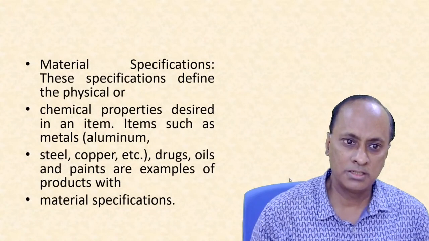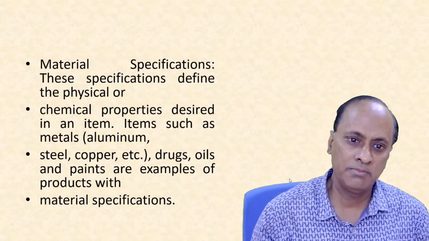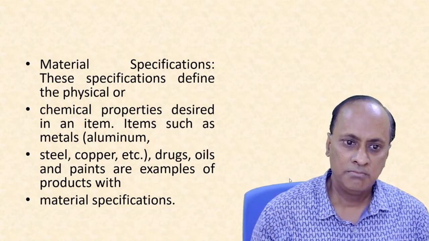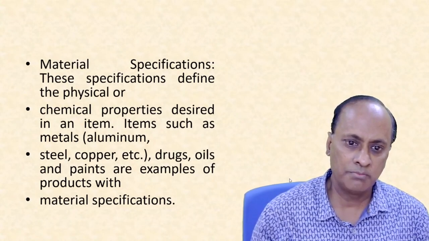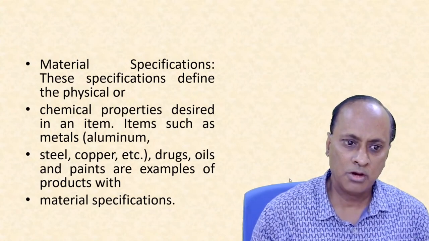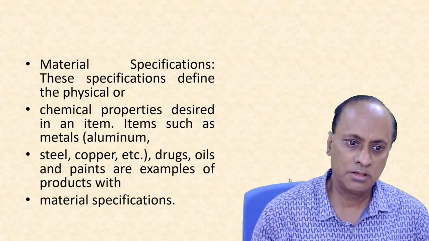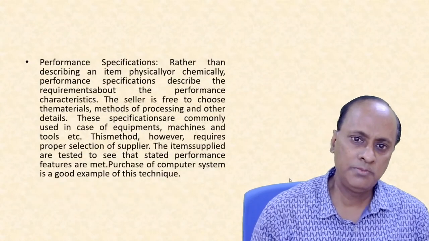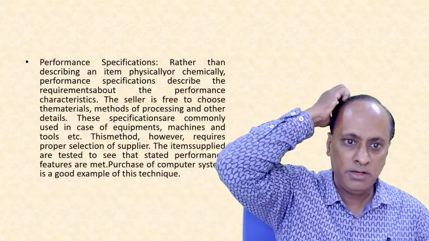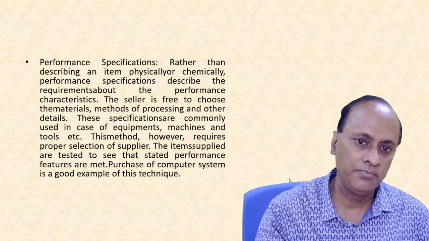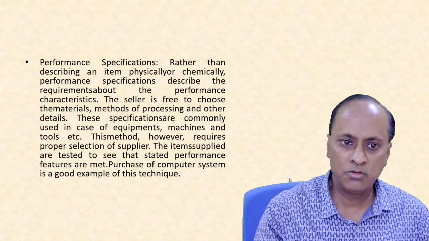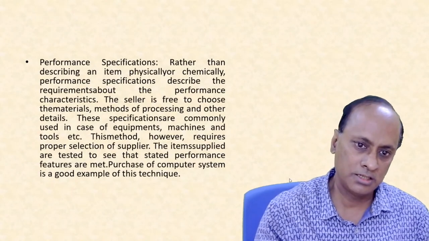Material specifications define the physical or chemical properties desired in an item. Metals such as aluminium, steel and copper, and drugs, oil and paints are examples of products with material specifications. Performance specification: rather than describing an item physically or chemically, performance specifications describe the requirements about the performance characteristics.